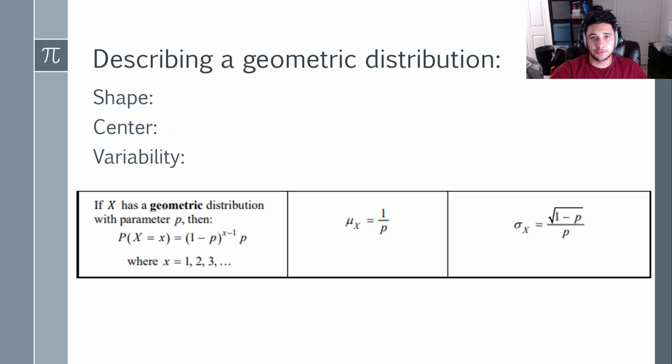Now, when describing a geometric distribution, you should use the shape, center, and variability. Note that for the shape of a geometric distribution, we don't have to check for conditions since it is always right skewed. For the center and variability, you would use the equations found on the first page of your formula sheet, in the third column in the probability distribution box, to describe the mean and the standard deviation. Now that you know that, let's move on to the example.